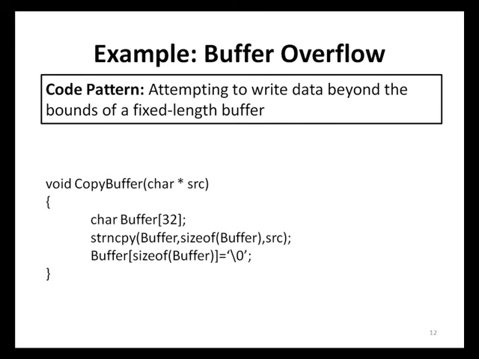Here is some sample C code that implements a function called copyBuffer. This function reads a character pointer and allocates a fixed-length 32-byte buffer called buffer. CopyBuffer then copies the source argument into buffer using a call to strncpy and restricts the size of that copy to 32 bytes. Finally, copyBuffer null terminates buffer by inserting a null terminating character at the last index of buffer. Can you see what's wrong with this code?